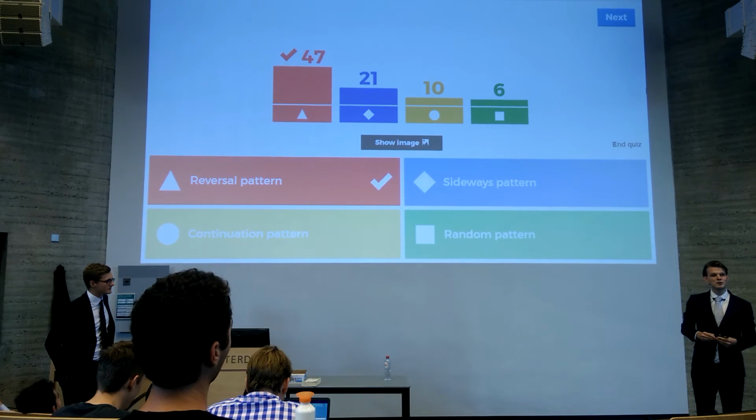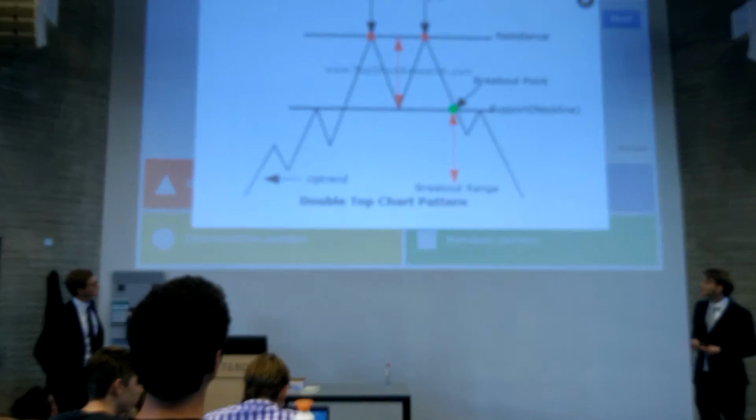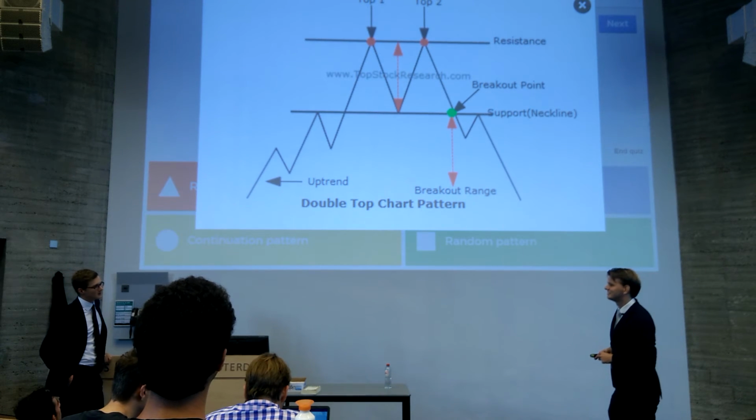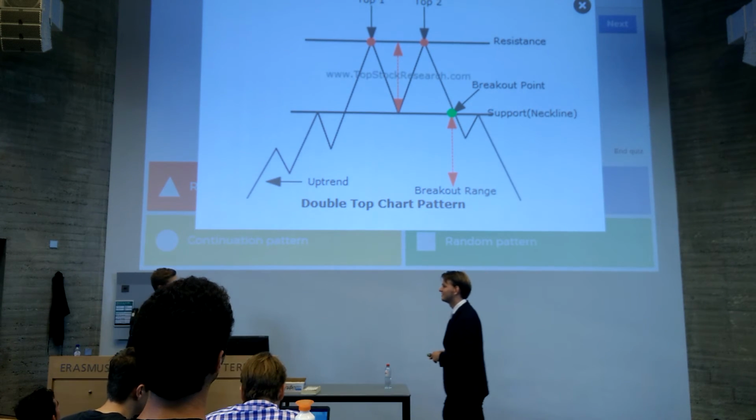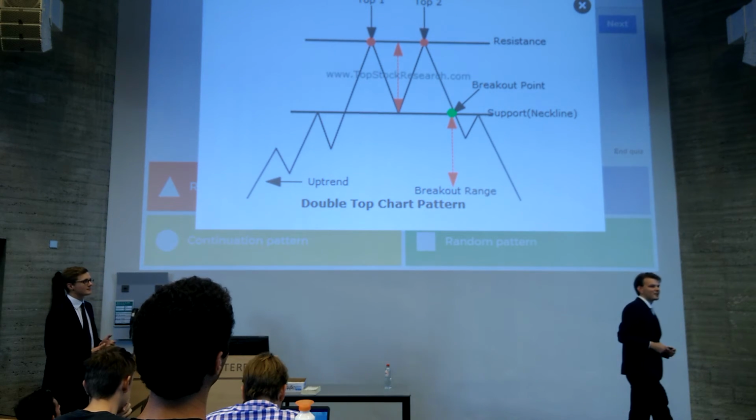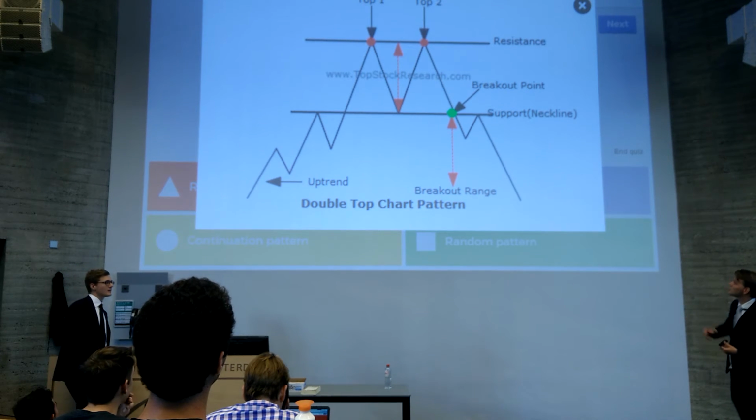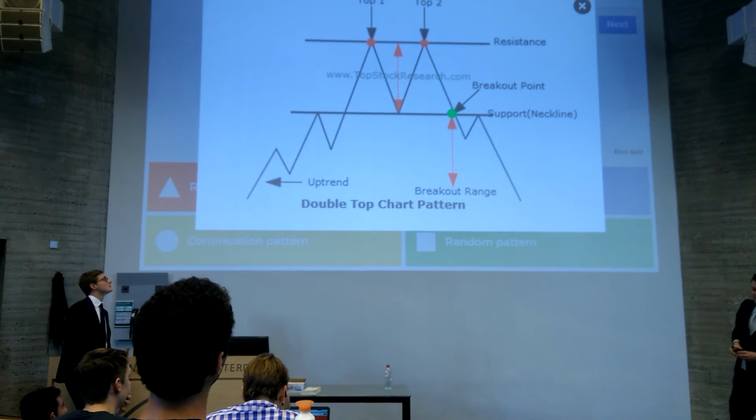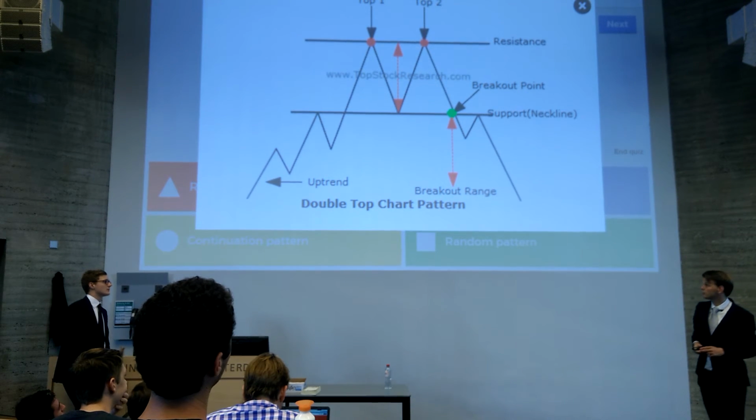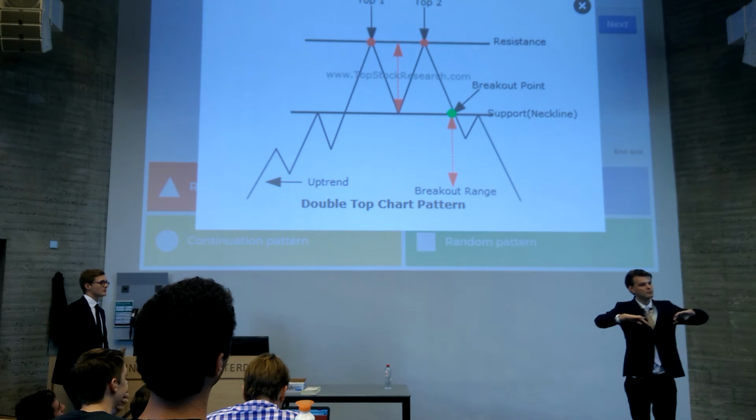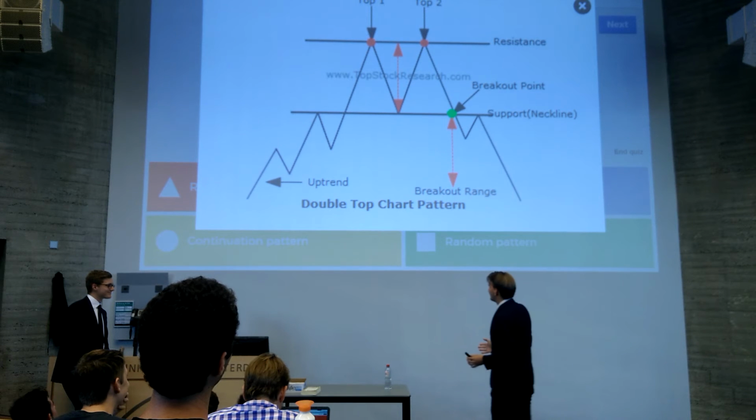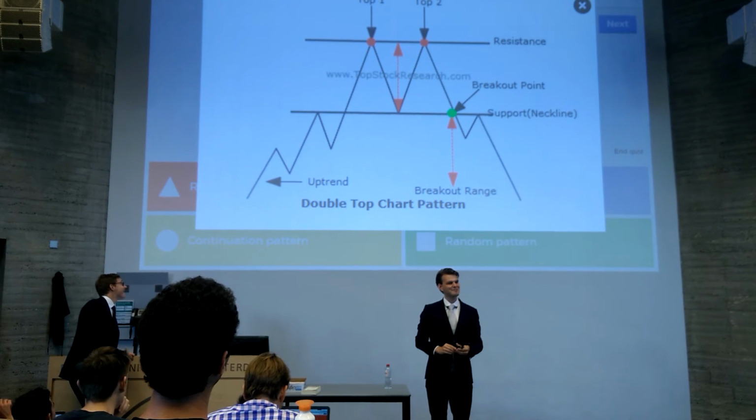What does this mean in normal terms? Yes, this pattern is a reversal pattern, a double top. If you have two tops quickly after each other, that means that the stock price is going down afterwards, and that is a reversal pattern. If you have it on the opposite side, if you have two bottoms, two lows, then usually the stock price is going up afterwards.